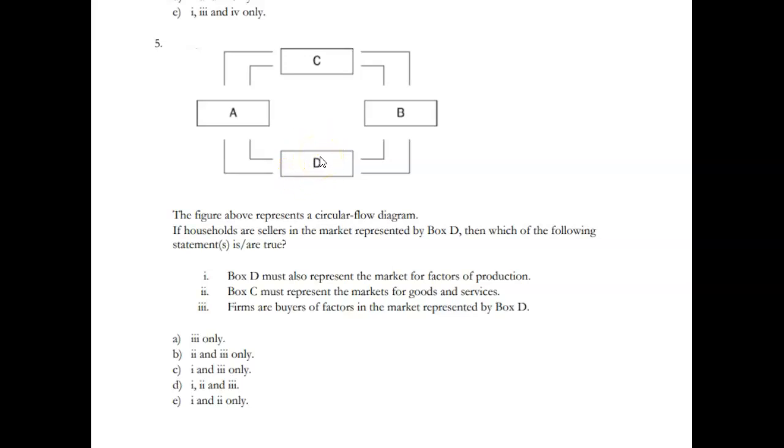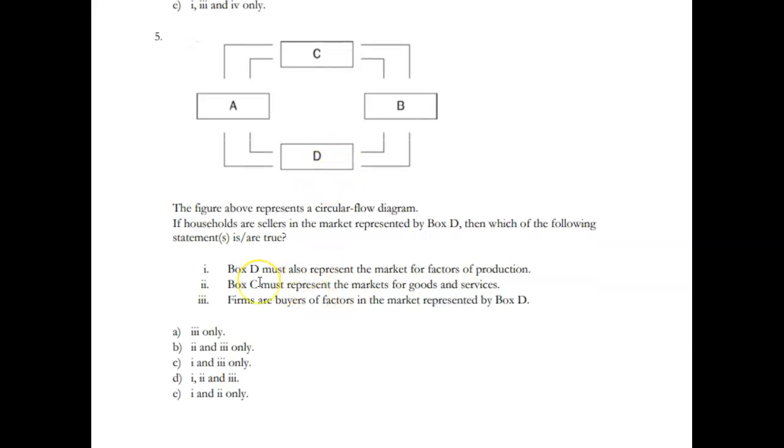The factors of production they have is labor, which is common, and there's a lot of others, but labor we all know is there. Box C must represent the market for goods and services. That's correct. These are firms, businesses, so they produce the goods and services. Then firms are buyers of the factors of production and market represent box D. Perfect. So businesses here will go in the market of D, because in this market is all households, and they'll buy the factors of production. Is that correct? So all of the above.